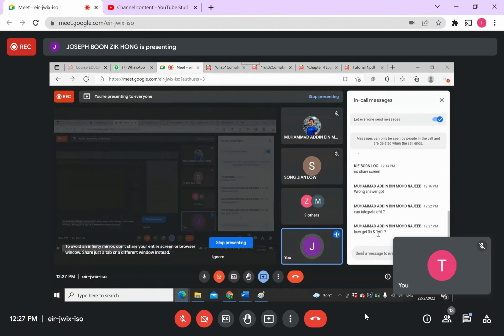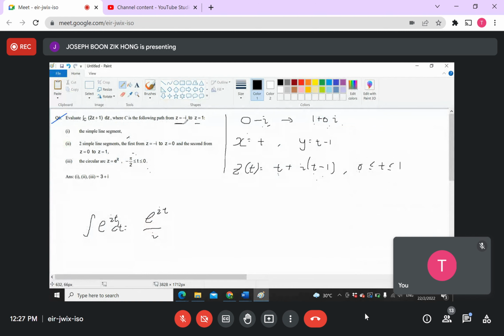Okay, how to get this one? 0 minus i, 1 plus 0i. Because the question said z equal to negative i. Negative i means it is 0 minus i, because I don't have the real part, so it's 0 minus i. Z equal to 1, and they don't have the imaginary part, so it's 1 plus 0i.